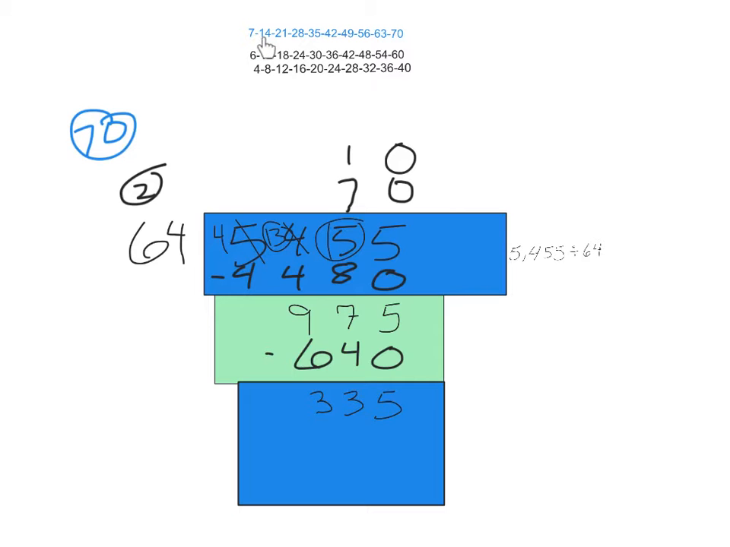So I got 70, 140, 210, 280, 350, which is over that. So I'm going to come back to the 280. And that means I'm going to multiply by 1, 2, 3, and 4. So I'll plug a 4 right there. And bam, there we go.